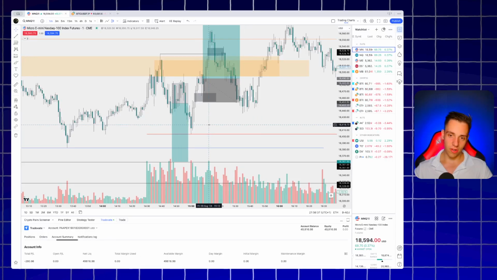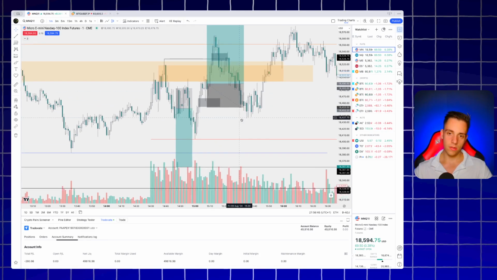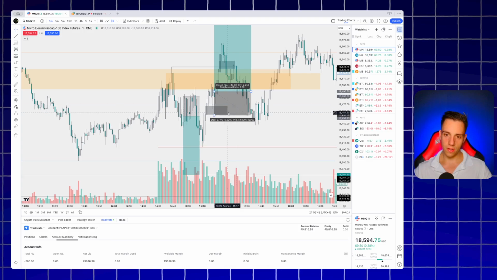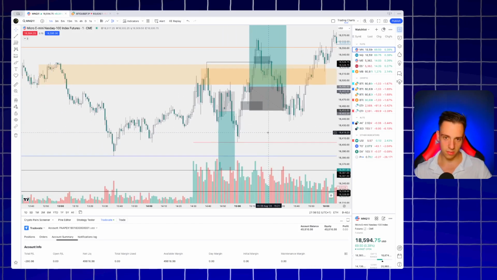Today we took two losses. One was a full R, and this was like 0.25 R. So this is where the initial stop loss is, but we'll get into this in a minute.